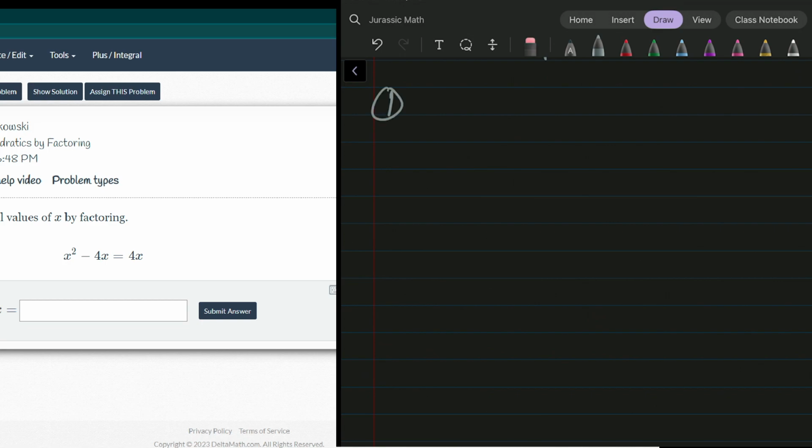Number 1 is saying solve by factoring. So this is factoring. And when I think of factoring, I think of tic-tac-toe. All right? So we have x squared minus 4x equals 4x. Well, this is going to be a very interesting problem and really easy, which I'm going to have to do a second one of these.